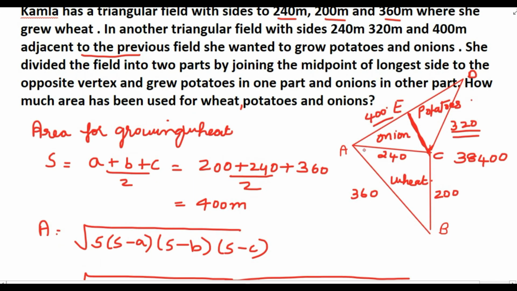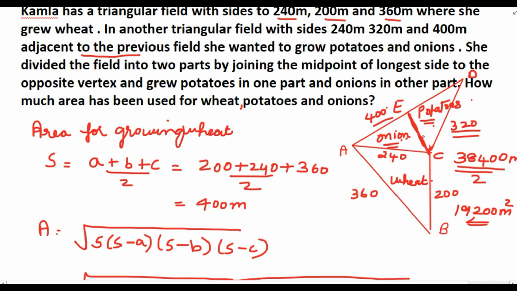So the total area for this triangle is 38,400 meter square, but we need separate areas. So I am going to divide this by 2. 38,400, if you divide by 2, we have 19,200 meter square. So the area for growing onion is 19,200 and the area for growing potato is 19,200. Now why have I divided by 2? Are the areas of these two triangles equal?